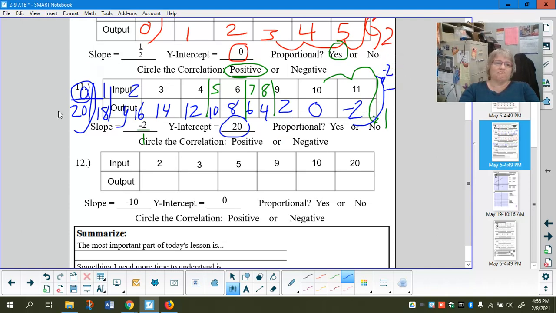So is it proportional? Not 0, 0. Nope, didn't even pass the first test. Is it positive or negative correlation? It's a negative slope, so it's a negative correlation.